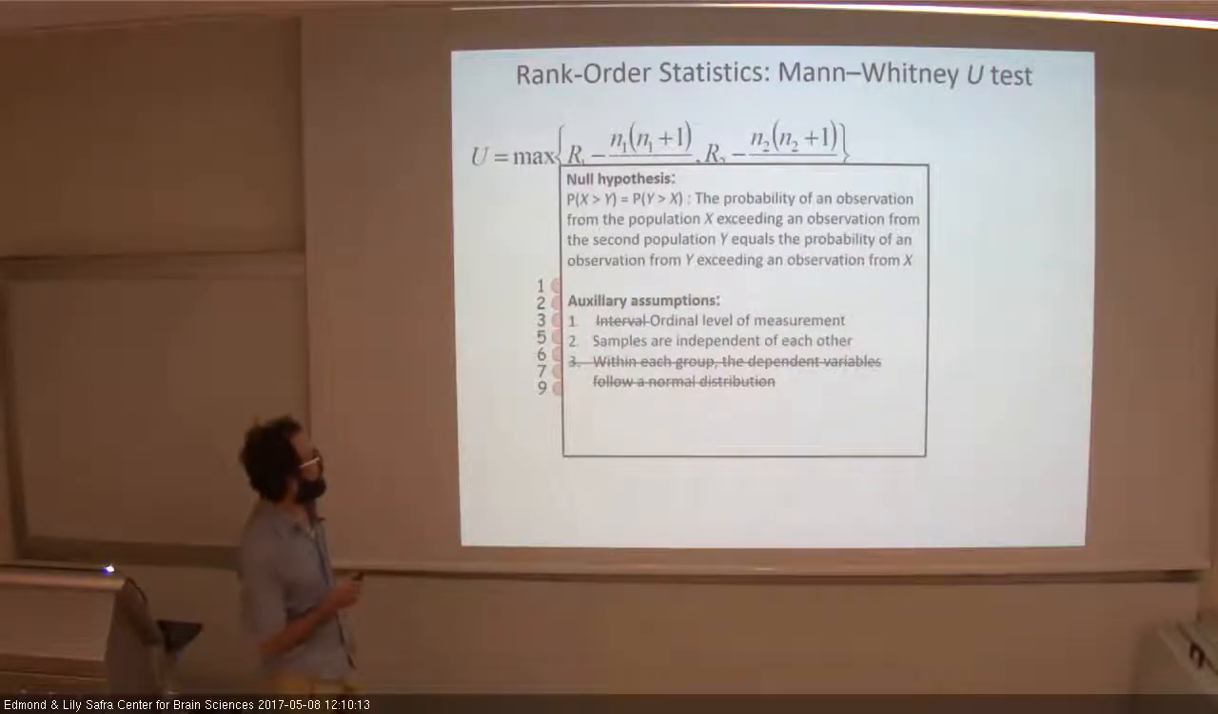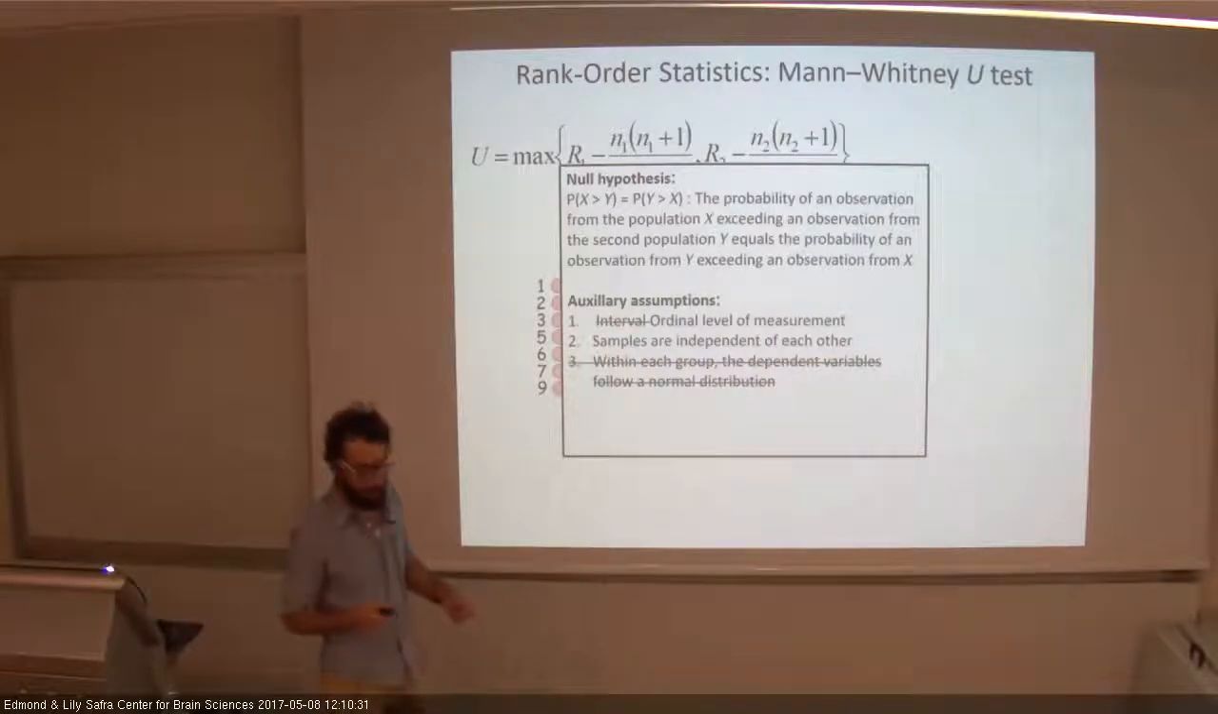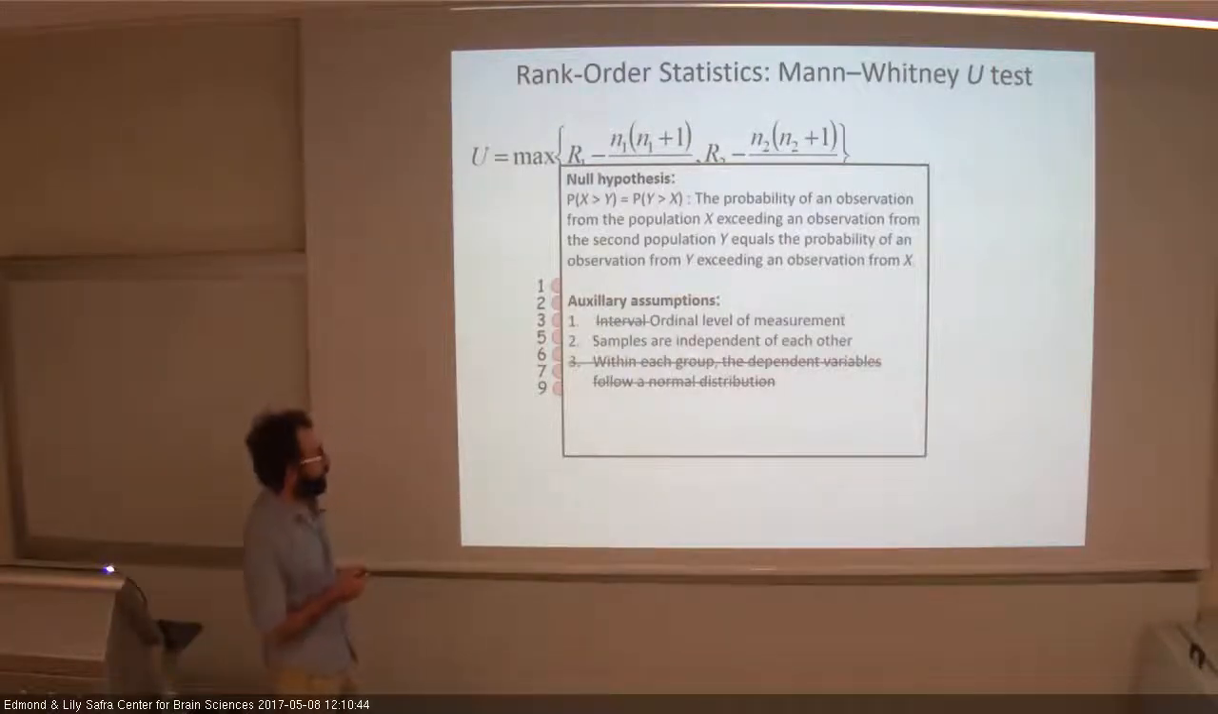So the null hypothesis is that the probability of observing a greater observation of one group compared with an observation of another group is the same as the opposite. So if you pick a man and a woman at random, the probability of having a higher man is the same as the probability of having a higher woman. And the auxiliary assumptions are ordinal level of measurement, which means that we have some sort of sense of order, that 2 is greater than 1 and 3 is greater than 2 and so on. They don't need to have equally sized intervals between the units. We still have the assumption of independence. And we can now forget about the assumption of a normal distribution.